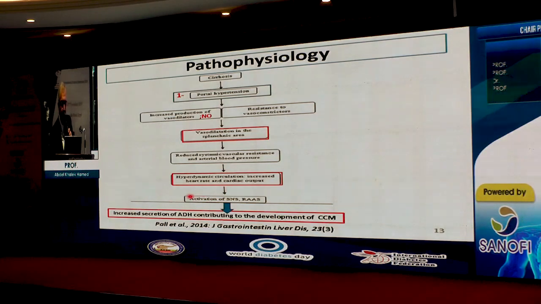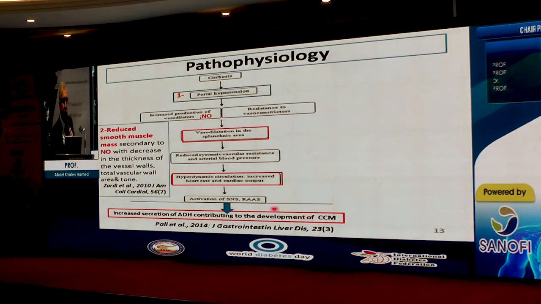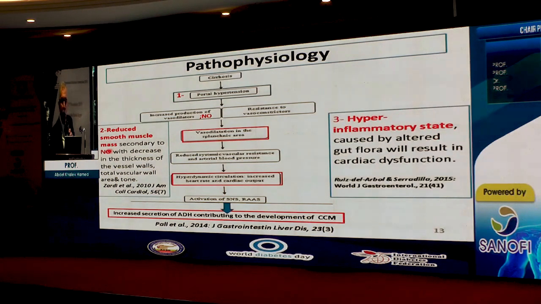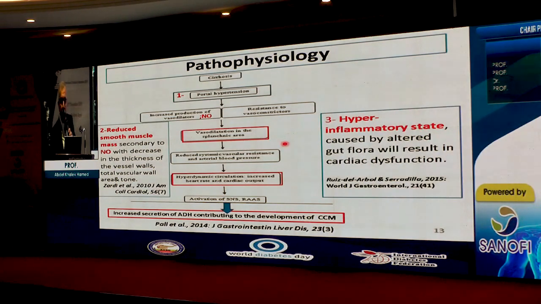هيكون الحدوته اكتيفيشن للسيمباثيك نيرفس سيستم والراس سيستم وانكريزد اند دايوريتيك هرمون بيكونتريبيوت للديفلوبمنت اوف سيروتو كارديوباثي. كمان بيحصل ريديوس سموث ماسل ماس في الهارت نتيجه النيتريك اوكسايد. واخيرا الهايبر انفلاماتوري ستيت caused by altered gut flora will result in cardiac dysfunction. The story of gut flora now shared in every medical issues we discuss.